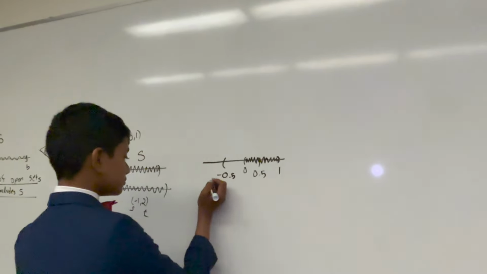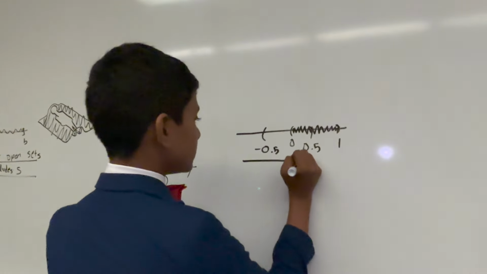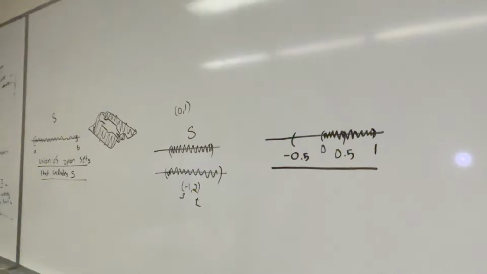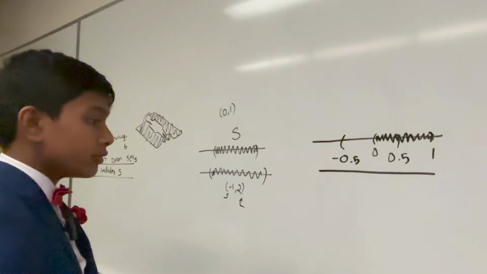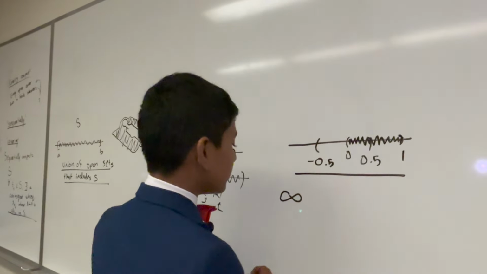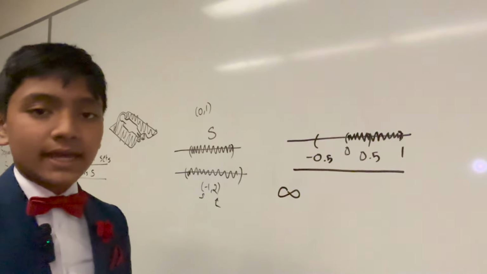Now, this is something pretty easy to think about. Just a finite union of sets. Now, we know that an infinite union of open sets is also an open set.